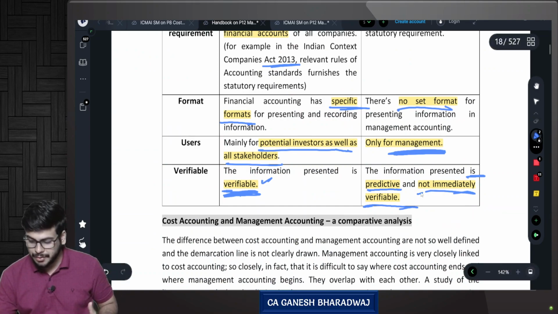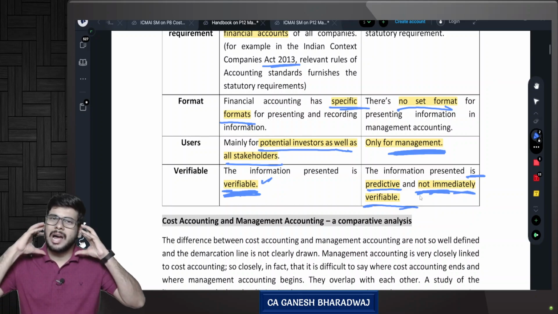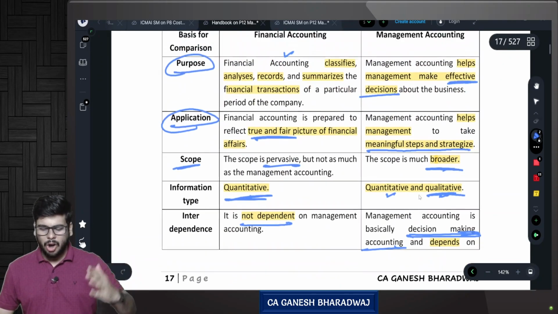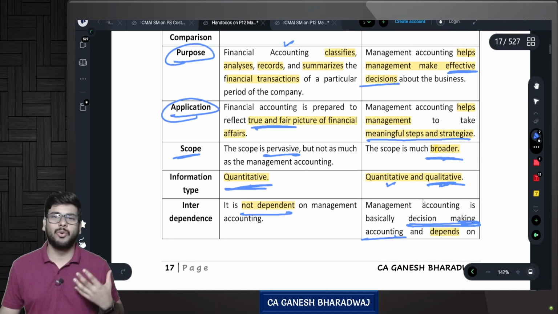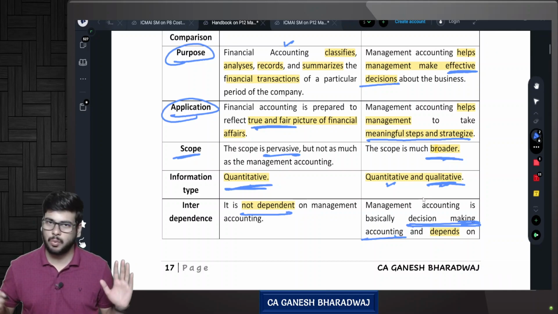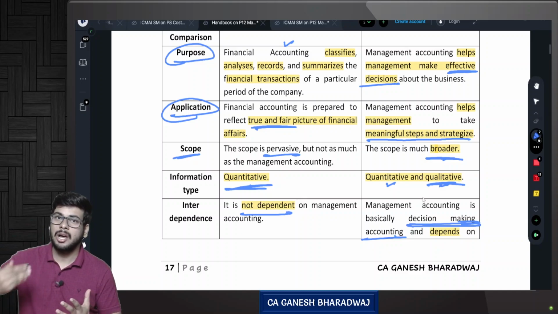This is predictive and it cannot be immediately verifiable. Are you clear with this? So have the knowledge, have a conceptual knowledge, and automatically all these points you can write on your own. Are you clear with this? If you sit and start mugging up, I'm sorry, that's not the way it works. Clear? So have a right perspective and start practicing by way of conceptual understanding in the subject.